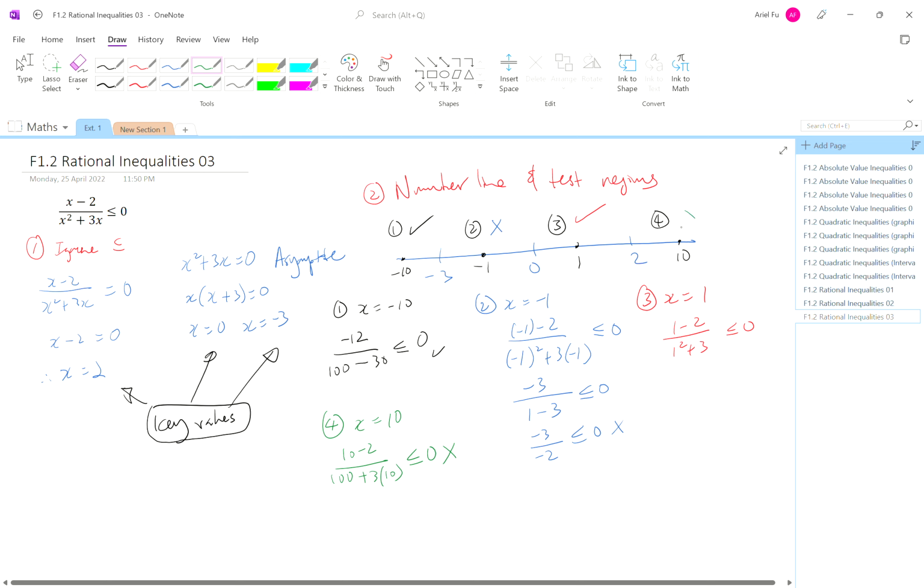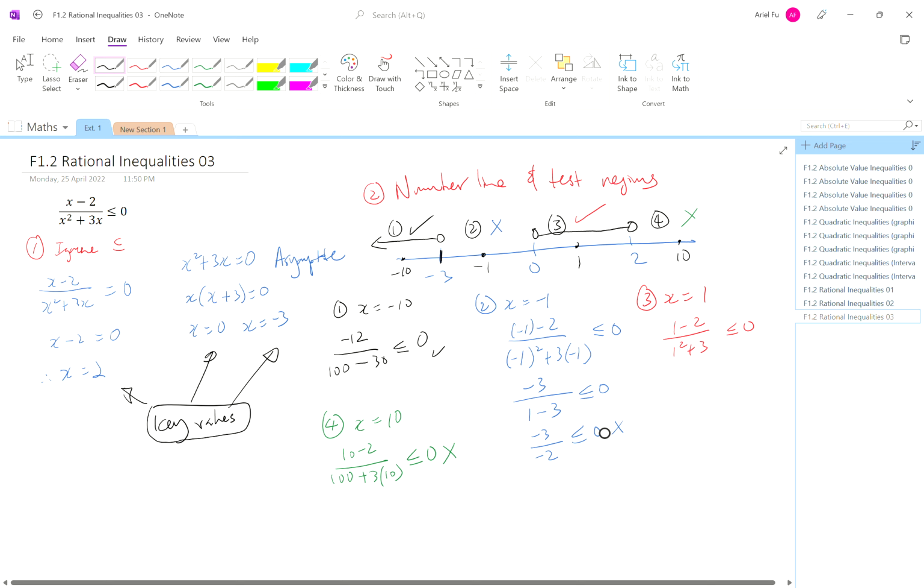So we don't want the last one, which means now we can solve the inequality, because I want the part that's to the left of this key value, and I want region number 3, which is in between these two key values.